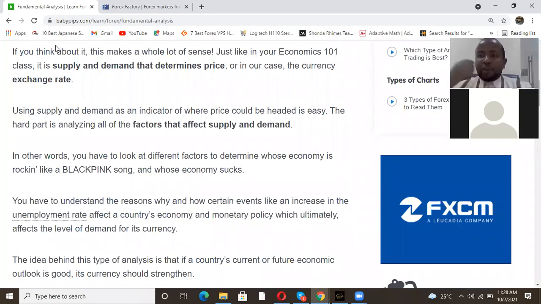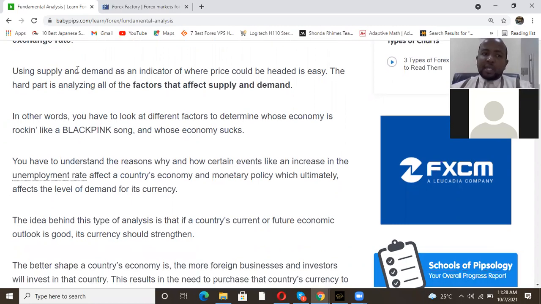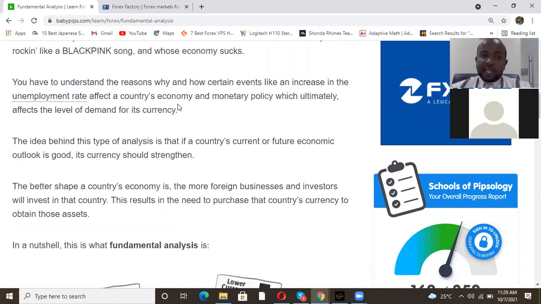Demand and supply. If you don't have beans or potatoes, most likely the prices will go up because of the scarcity of the product. So using supply and demand as an indicator of where price could be headed is easy. The hard part is analyzing all the factors that affect demand and supply. You have to understand the reason why certain events, like an increase in the unemployment rate, matter. If more people don't have jobs, how will it affect a country's economy? Monetary policy ultimately affects the level of demand for its currency.